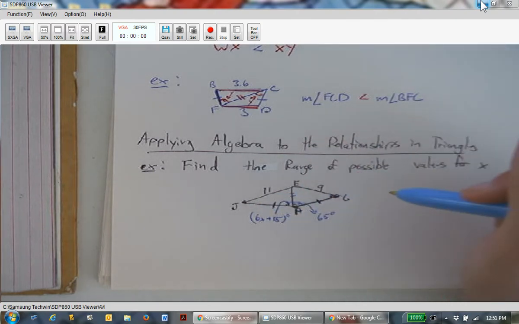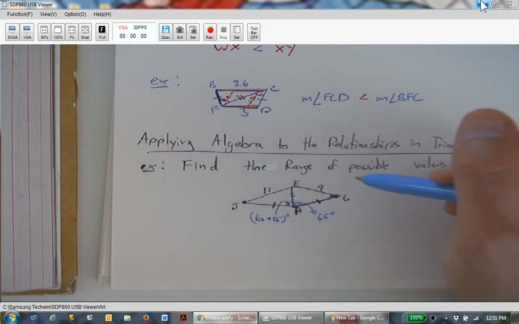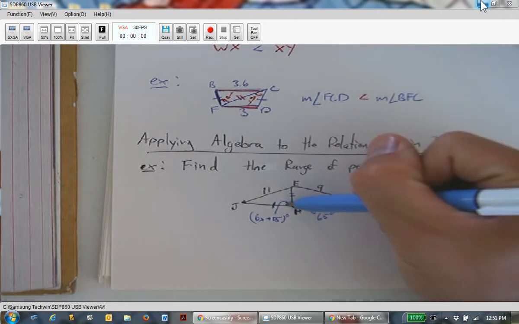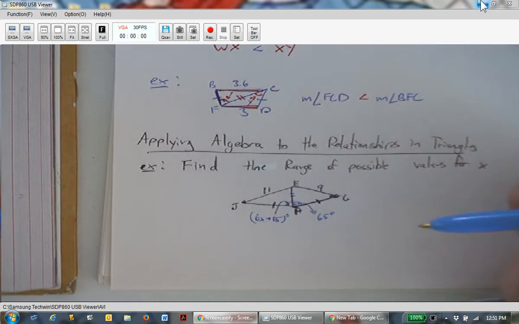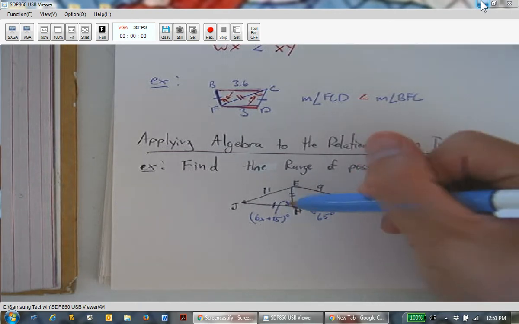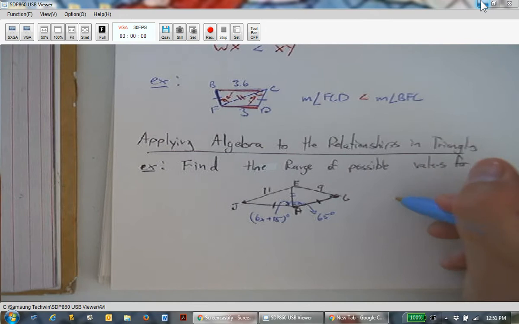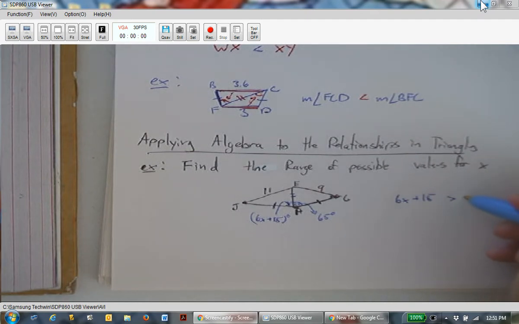JE and EG. Who's got the bigger side? Yeah, JE. So who's going to be bigger? This angle, 6x plus 15, or this angle, 65? Yeah, 6x plus 15 degrees is going to be greater than 65.